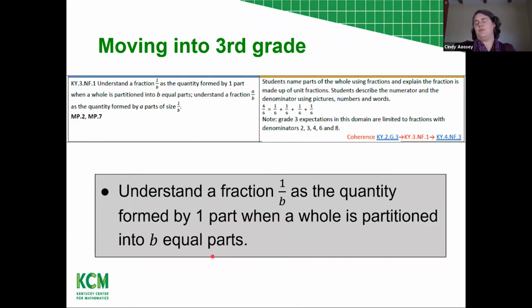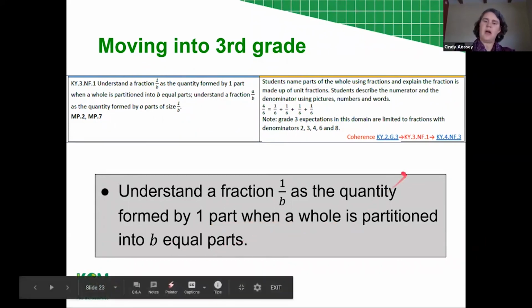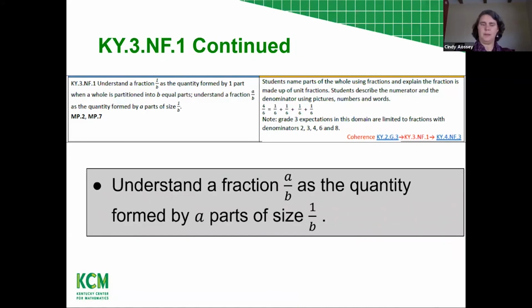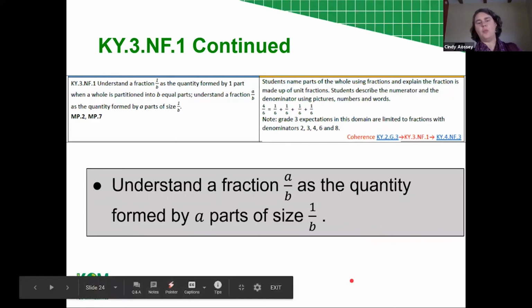It's exactly what that geometry standard said. We're going to be partitioning quantities. So we're partitioning shapes, but we also can generalize that a little bit. But here's where it really hits that punch. What do we mean when it's not a unit fraction, right? What if I want to think about 3/4? How do I understand 3/4?